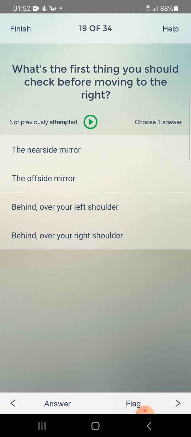What's the first thing you should check before moving to the right? The offside mirror.